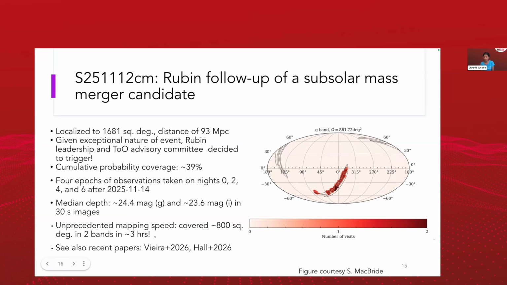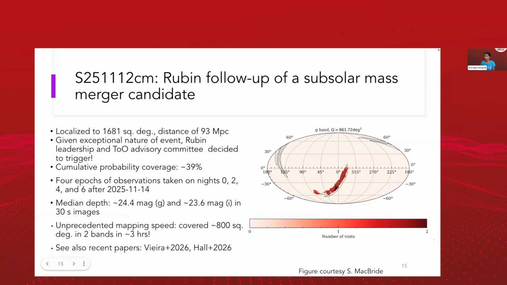One thing that was unexpected was that we were able to achieve an unprecedented mapping speed, covering over 800 square degrees in 2 bands in less than 3 hours. So this was actually better than we had expected in the past and gave us a better idea of Rubin's ToO capabilities. You can also look at these recent papers which talk about other follow-ups that were conducted of this particular GW event.